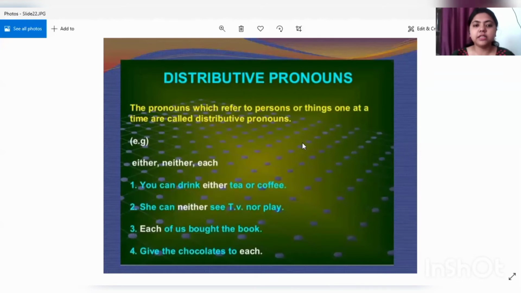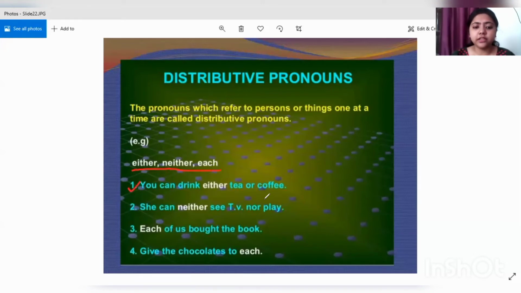Now, next in the list is distributive pronouns. The pronouns which refer to persons or things one at a time are called distributive pronouns. Okay, one at a time, the same action is being performed, the same reference is being given to people, but one at a time. So these are the words which are used as distributive pronouns.